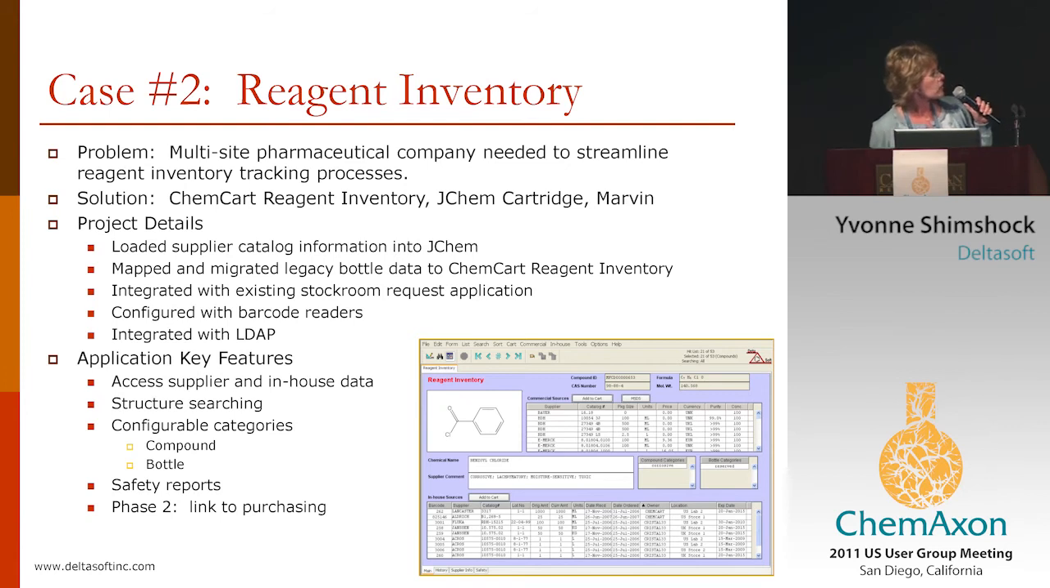Some of the key features of the reagent inventory: in a single screen, the users have access to both the supplier and the in-house bottle information. For the first time, this particular customer was able to perform structure searching within their reagent inventory system. There's a shopping cart paradigm here where you can add either in-house items or items that you wanted to purchase to a cart. Safety reports were a big concern for this customer. There are configurable categories, both at the bottle and the compound level, to aid in setting up these reports.